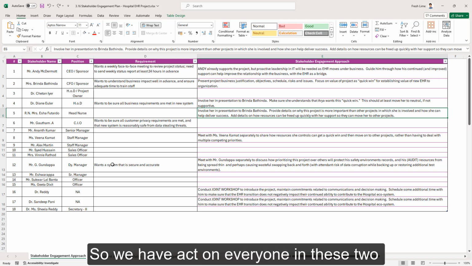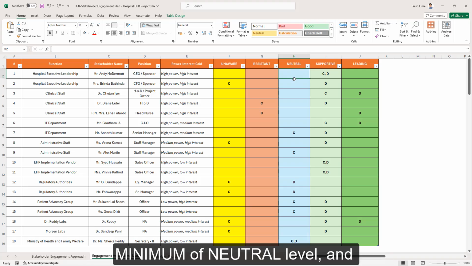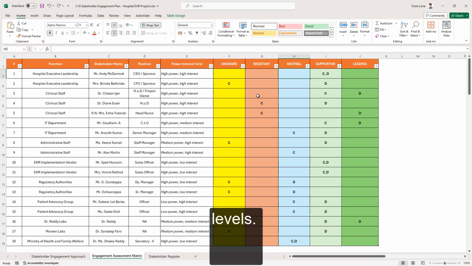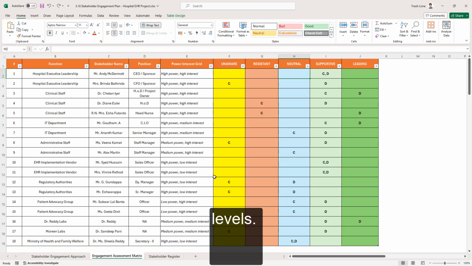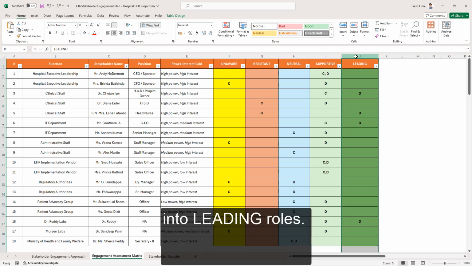The first goal then is to get every stakeholder at a minimum of a neutral level, minimum. And then ideally move them to supportive or higher levels. How are we going to do that? That is described in this approach. This is the strategy. Then the second goal is to get the key stakeholders such as the CEO, the CFO, the HOD, to get them into leading roles.